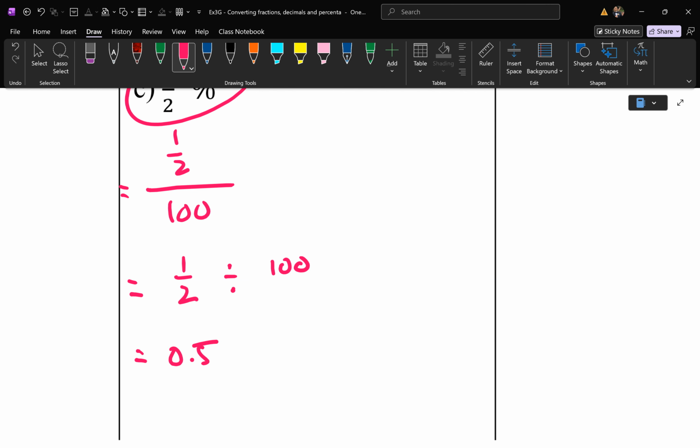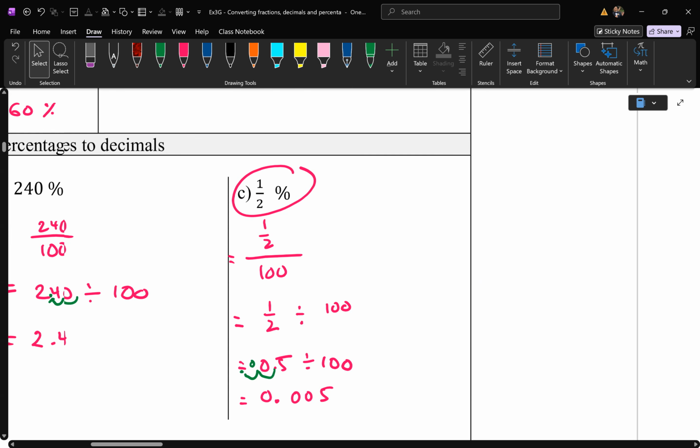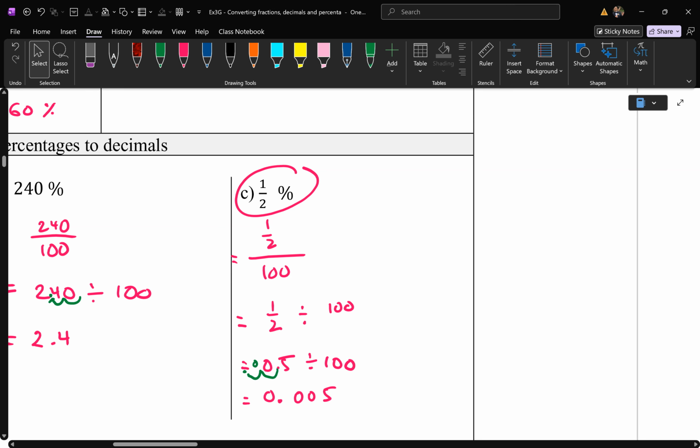So this is where your 0.5 is correct. But then the divide by 100 means move the decimal point back 2 place values. So here we go, 1, 2. Put a 0 in between the gap. And so the answer should be 0.00, because there's 2 zeros there, 5. So not 0.5, but it's 0.005 is what half a percent means.